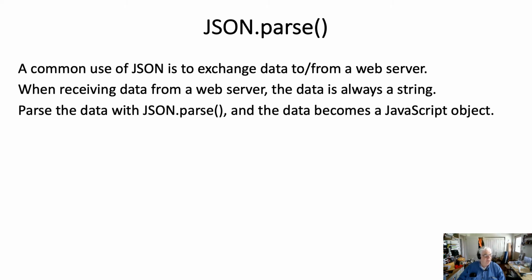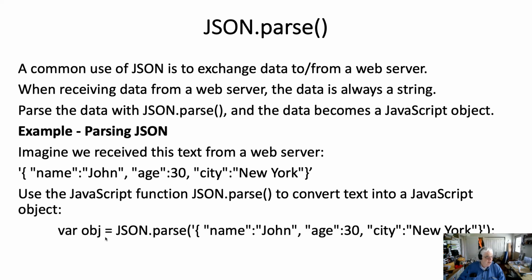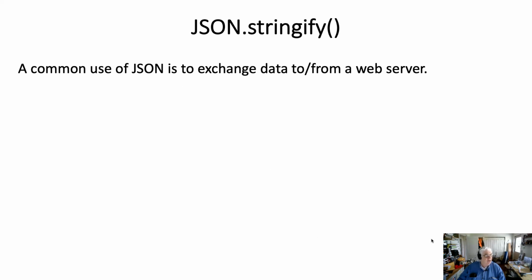When receiving data from a web server, the data is always a string. Read that again: it is always a string. Parse the data with JSON.parse, and the data becomes an object. Here's an example. You've got this JSON, and if you say the variable obj equals JSON.parse of that JSON, you get the answer.